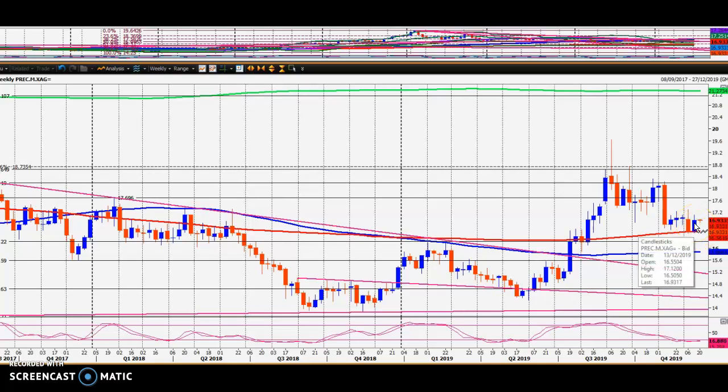So obviously, as long as we hold above 1650, things are looking good. A break below 1640 would look negative. And obviously a break above 1710, as I've said, is also another buy signal.